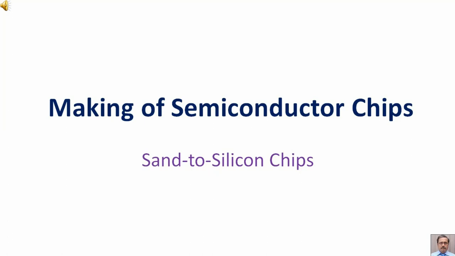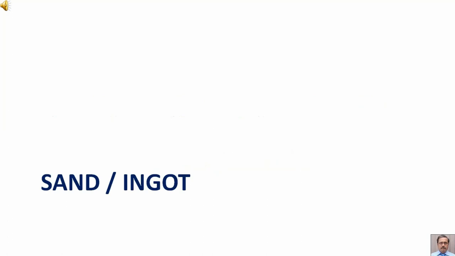Making of semiconductor chips. In this lecture, we are going to discuss important steps for making integrated circuits, starting with sand. The first step is converting sand into silicon ingots.